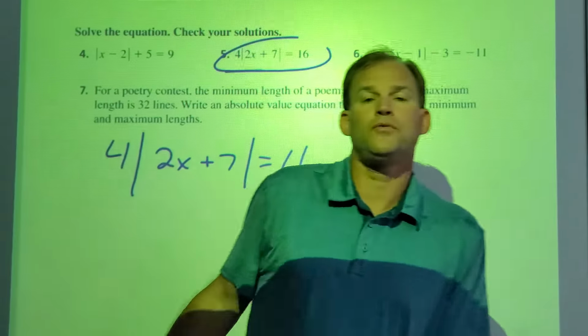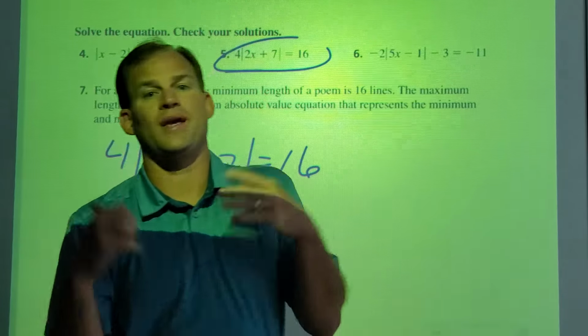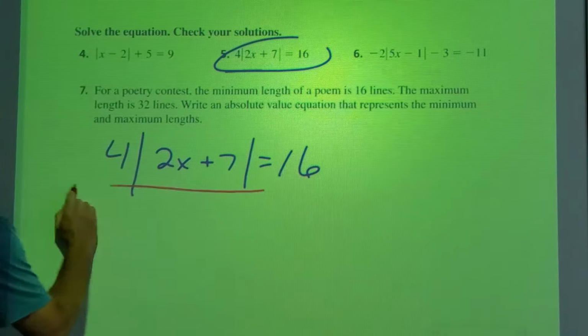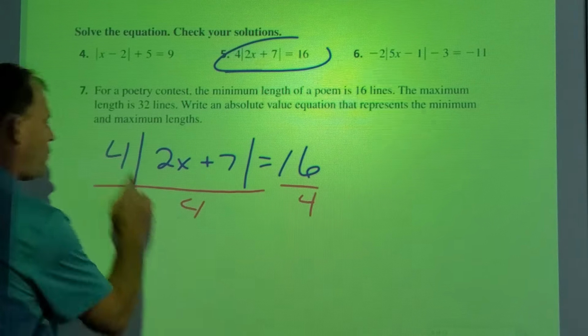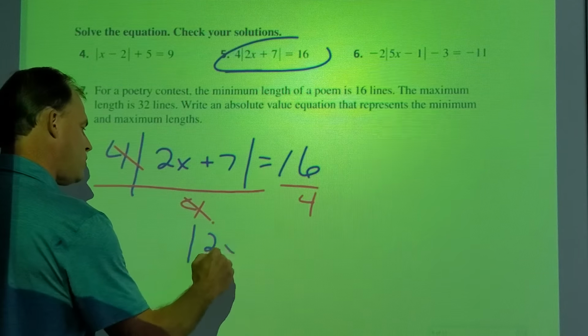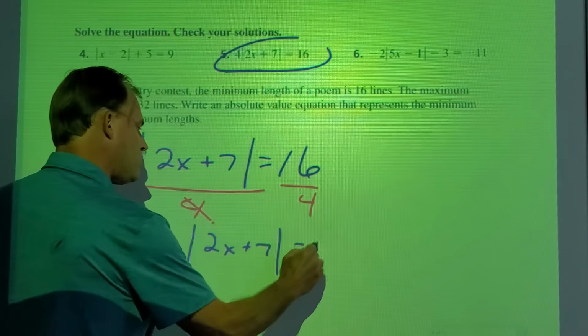Remember, when we have an absolute value, if there's stuff outside the absolute value, we've got to get that cleaned up first. We've got to deal with that. So the first thing I'm going to do here is divide both sides by 4. 4 divided by 4 is 1. So now I have absolute value 2x plus 7 equals 4.